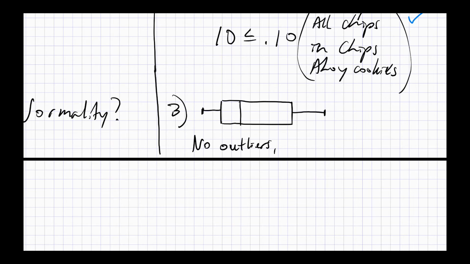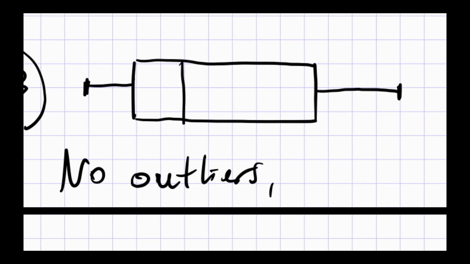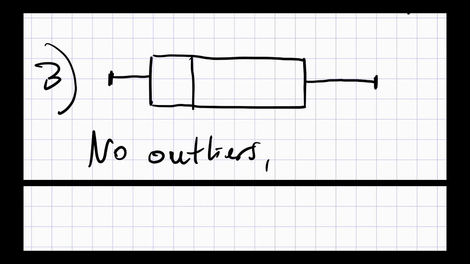Is this a case of strong skewness? What makes it strong skewness versus just regular skewness? Hmm. So this guy right here, I agree. This guy right here, the distance here is a lot shorter than the distance here, right? So it's skewed, but is it strong?